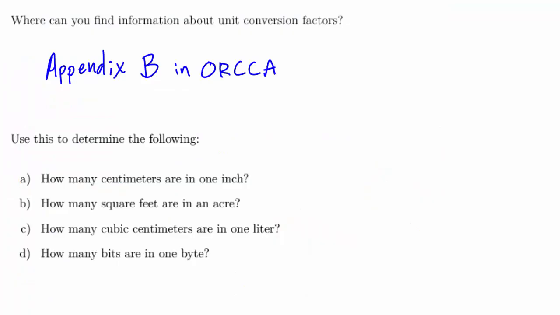In answering each of these, I'll make sure and write an equivalent statement. The answer to how many centimeters are in 1 inch we've just determined to be 2.54. So I'm going to write that 2.54 centimeters are equal to 1 inch.